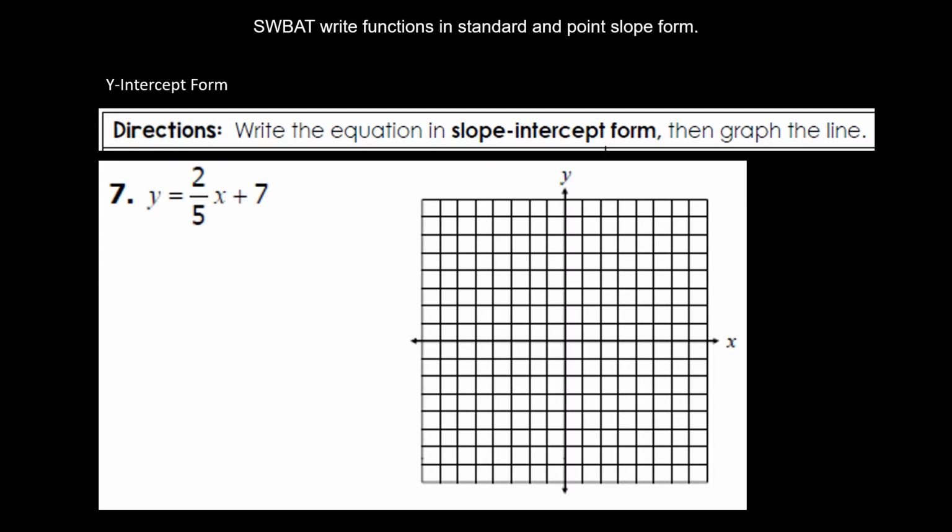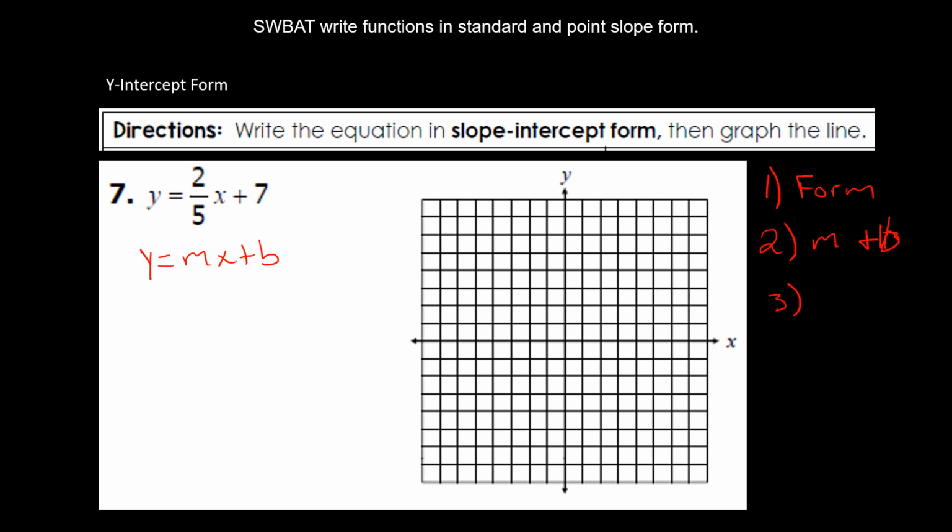So let's do some practice problems. We want to make sure that we get this in slope-intercept form, so that's going to be y equals mx plus b. And we're going to want to graph this. So our steps for this: 1, we want to make sure we get it in the right form. 2, we want to identify m and b.